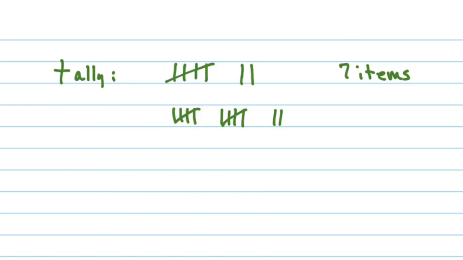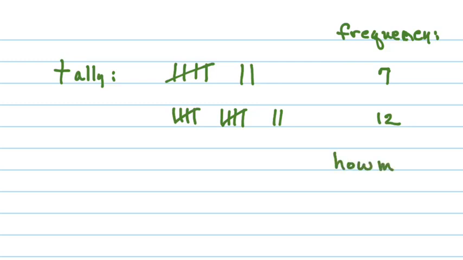Well, telling how many numbers there are is called finding the frequency. So for example, for this particular one, we'll just take away items. The frequency here is 7. The frequency here is 12. So frequency just literally means how many times something happens or occurs. Okay? And this is usually used for categorical data.